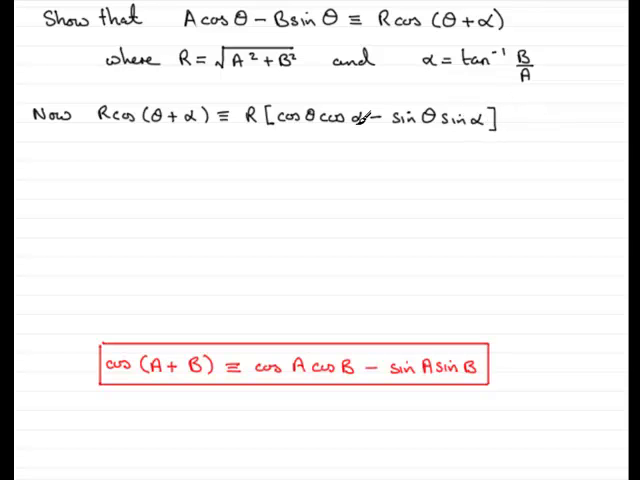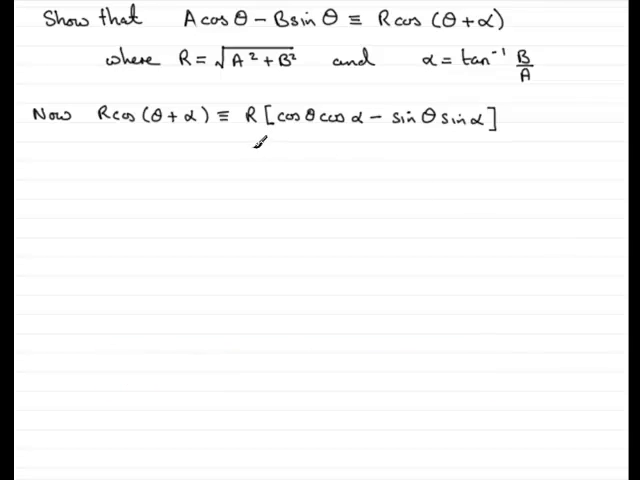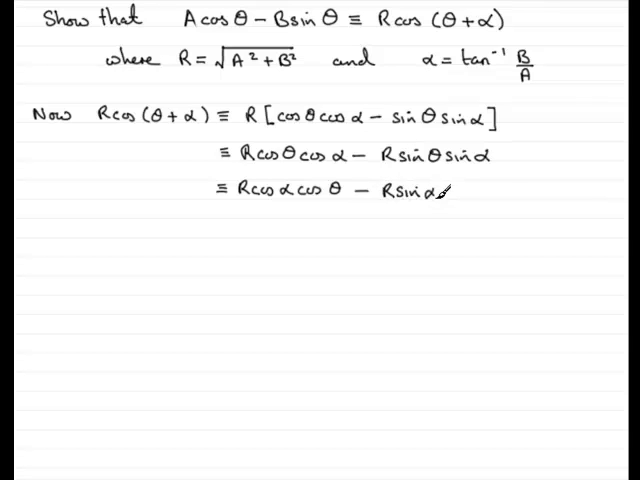Alright, so let's remove this now that we've used it, and carry on. We'll expand this bracket, and what we get is r cos theta cos alpha, minus r sine theta sine alpha. If I rearrange this by putting the cos alpha behind the r, we have r cos alpha cos theta, and then we'll put the sine alpha just behind the r as r sine alpha sine theta.